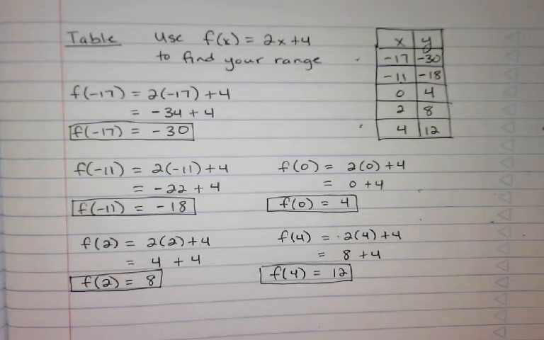Okay, now I have two questions. One, is this a function or no? Yes. How do we know? Because it's not matched. There's no x's repeating. All these are different x's, so it is a function, okay? What's my domain? Negative 17, negative 11, 0, 2, 4. Good. What's my range? Negative 30, negative 18, 4, 8, 12. Okay, hopefully more than one person knows. All right? But yes, okay, so that's how you do that. All right?